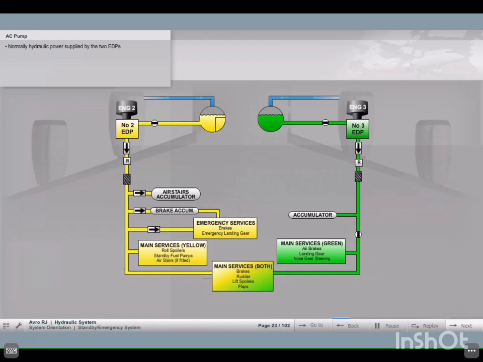Normally, the hydraulic services are supplied by the two engine-driven pumps, as shown. Let's now take a look at the backup facilities which supply hydraulic power in the event of an EDP failure. If either EDP fails, an AC-powered pump automatically provides hydraulic power to the yellow system.